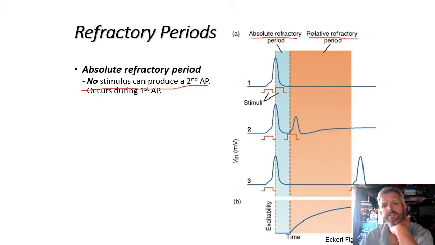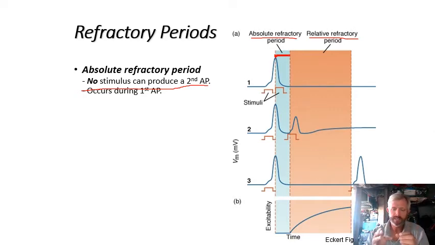You can see here, through this period, it's called the absolute refractory period. Even if I shock the neuron with a stimulus that is above threshold, I cannot get an action potential, because remember, my sodium activation gates have opened and now my inactivation gates are in play. This is the period in which those sodium channels are beginning to reset.